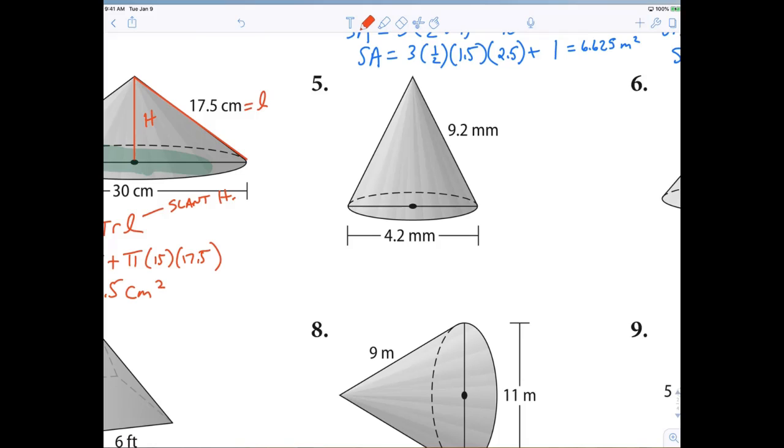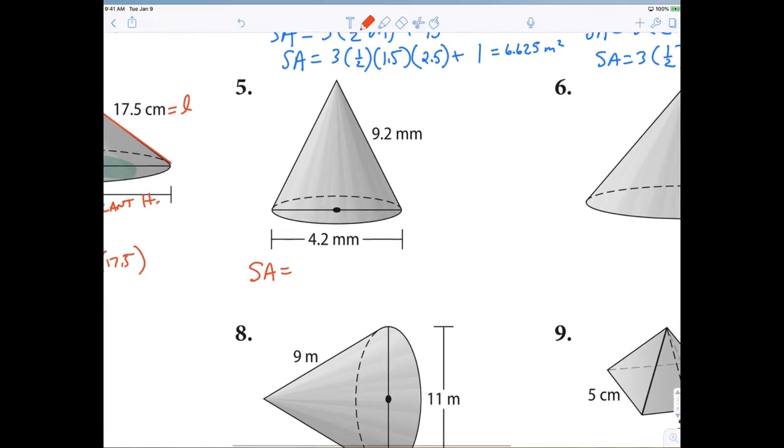Number 5. Surface area is equal to, and again, this is just you writing the formula down. Try to write it without looking. Surface area is what? Pi r squared plus pi r l. And L, remember, stands for slant height. So here we go. Surface area is equal to pi times, what's the radius? 2.1 squared plus pi, what's the radius? And what's the slant height? All right, guys, approximately. Tell me.